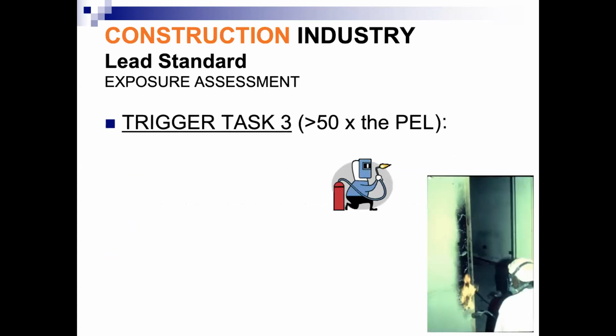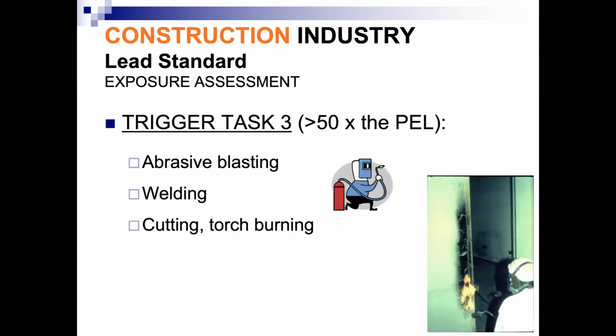And the last one is trigger task 3. You have to presume you're more than 50 times the PEL. And abrasive blasting is in there, welding, cutting, and torch burning. And the picture on the slide that you are seeing is an old slide from before the HUD regulations and guidance were changed. And this worker is actually burning lead paint off the metal casings around a doorway. That was the only place that had lead paint, the metal painted trim in this housing unit.